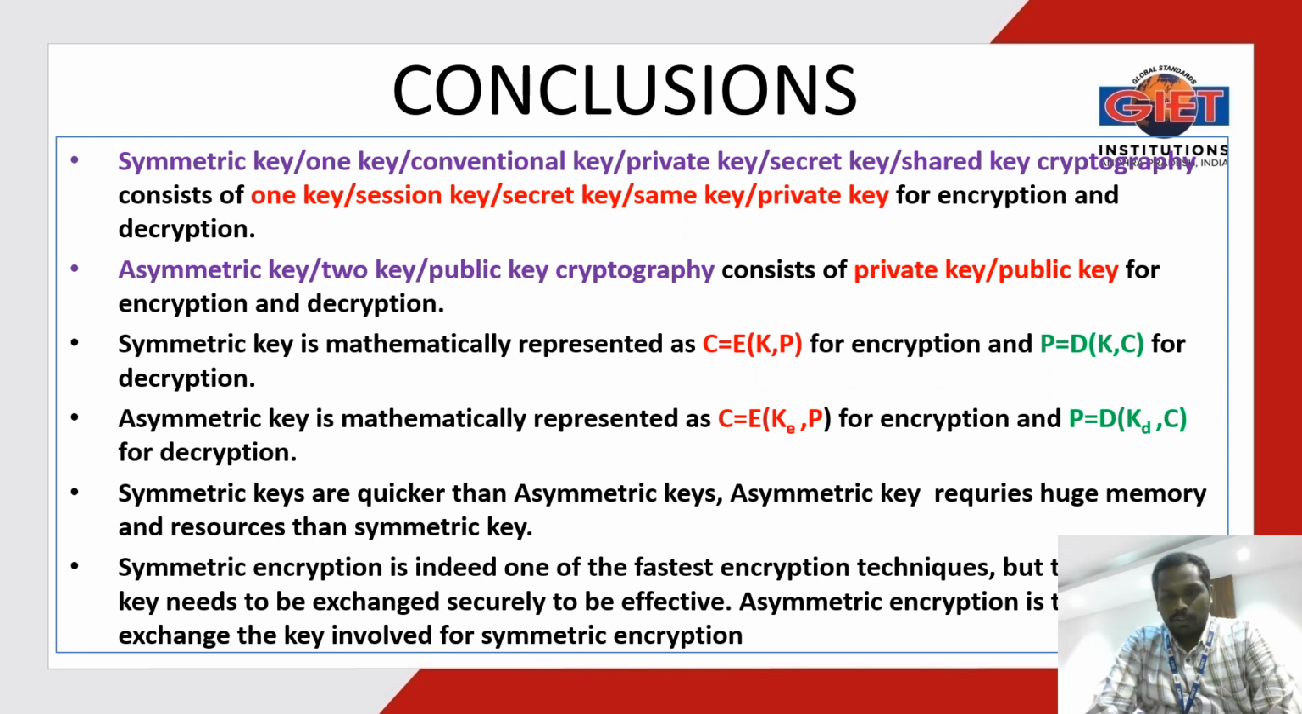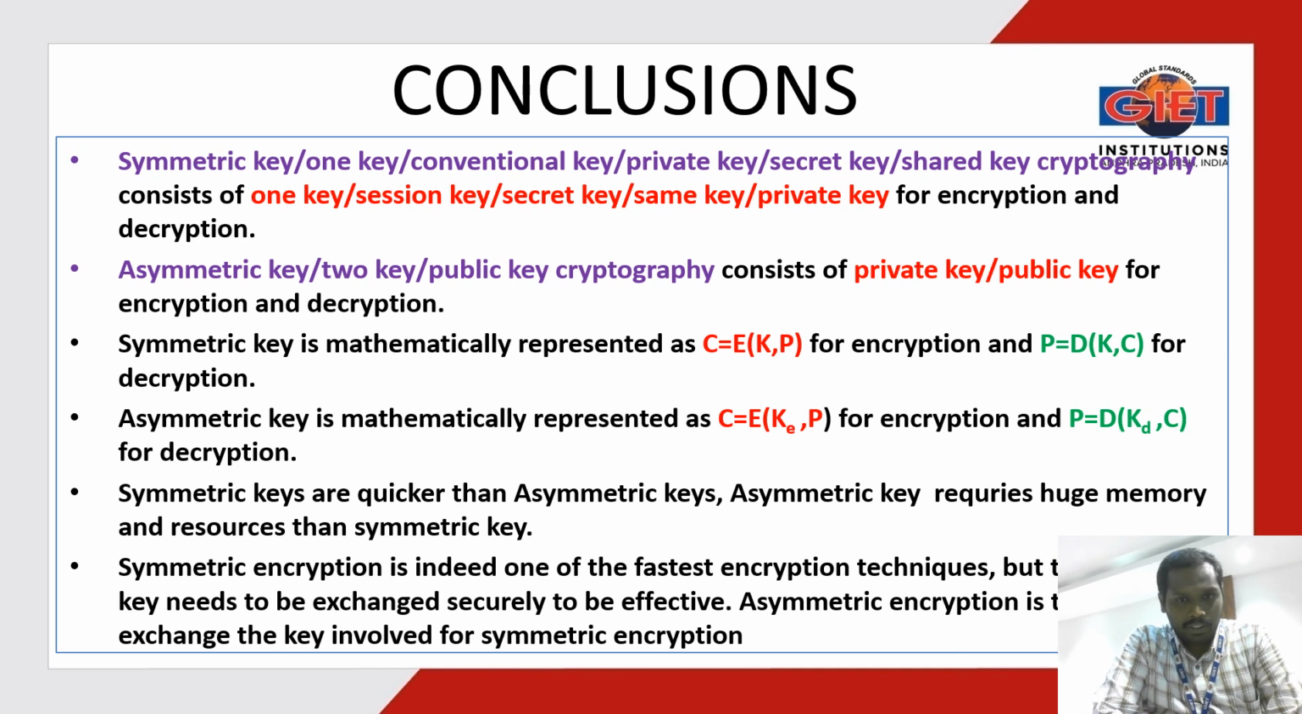Coming to the last slide, that is the conclusion slide. The first point is symmetric key, or one key, or conventional key, or private key, or secret key, or shared key cryptography. Everything makes use of just one key that is shared between sender and receiver, which we call the session key, secret key, same key, or private key, used in encryption as well as decryption. I hope the first conclusion point is clear. Coming to the second type, asymmetric key, which uses two keys, also called two-key or public key cryptography, consisting of a private key and a public key in encryption and decryption. Under this we have seen two categories: authentication and confidentiality.